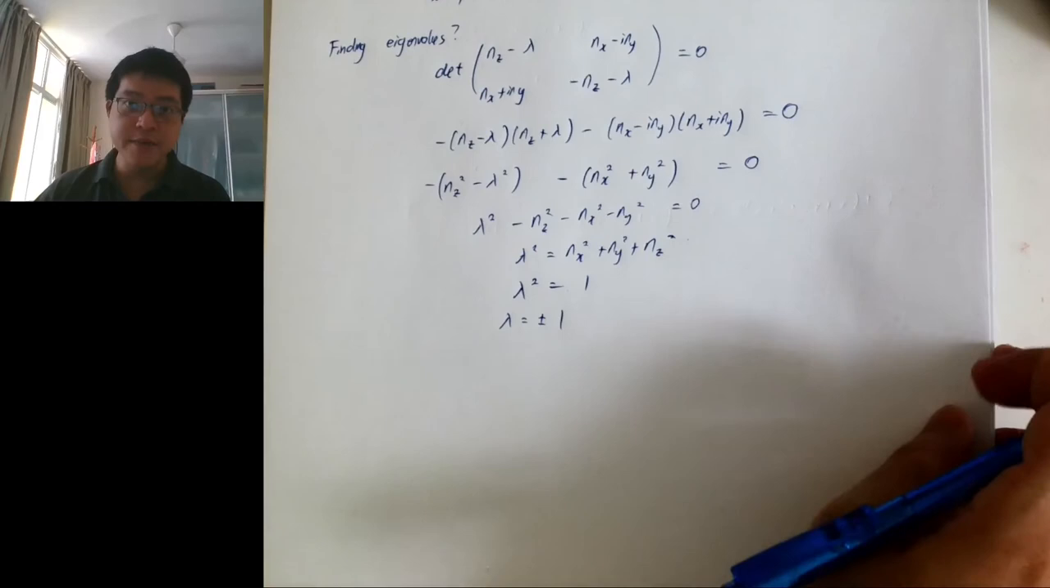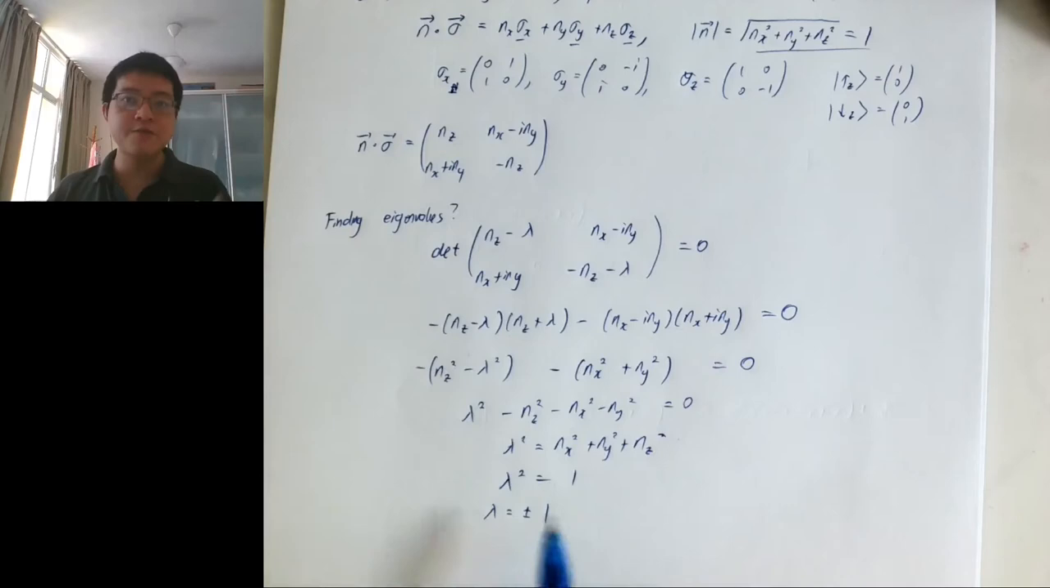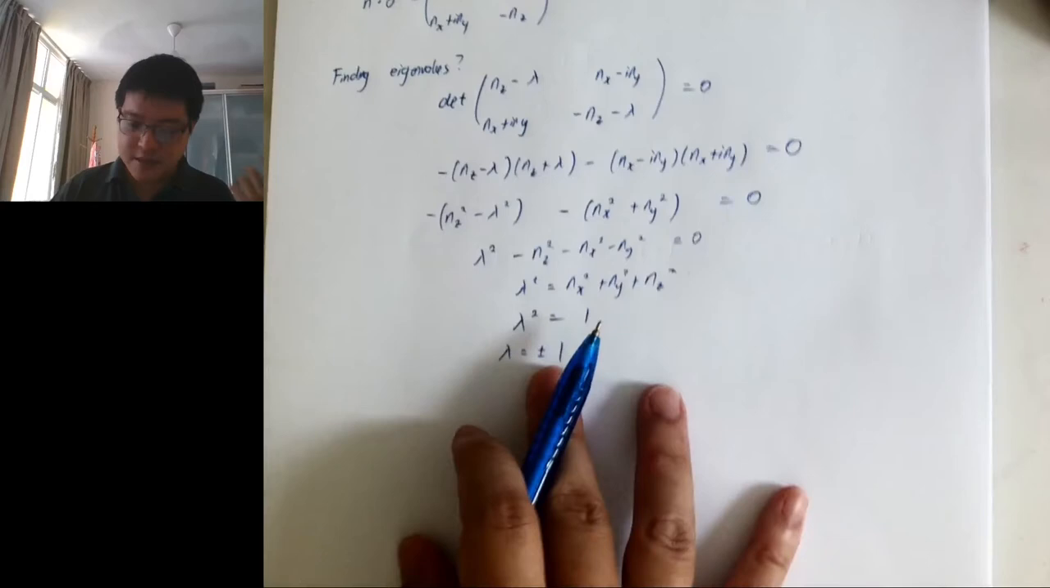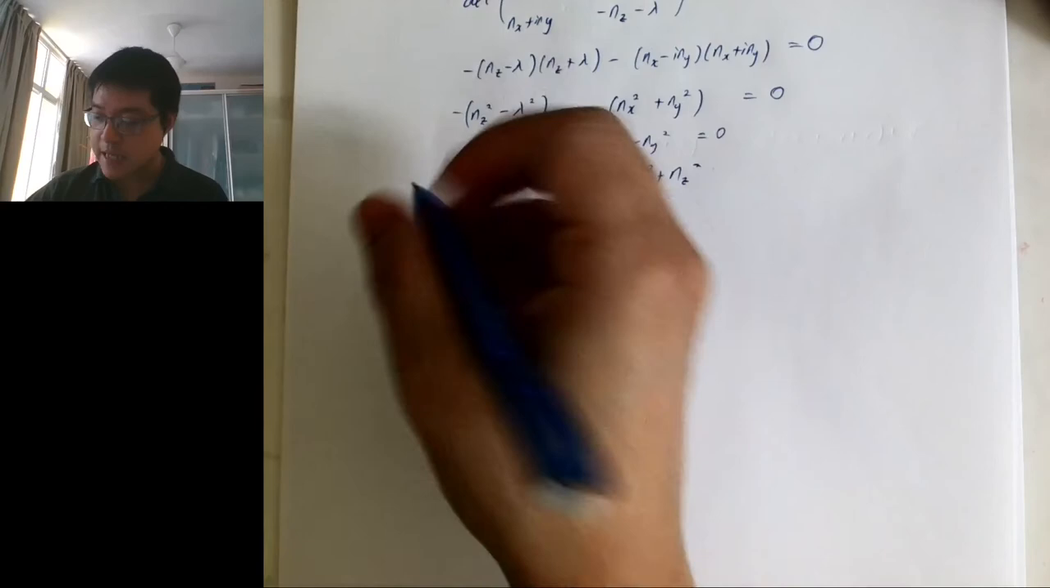So actually, we noticed that we have found the eigenvalues of everyone here already, the individual ones, plus and minus 1. And for any direction, it's also still plus and minus 1. So that is a very handy thing to remember, right? Whatever the direction, the eigenvalue is still plus and minus 1 for the n dot sigma operator. But now that we know the eigenvalues, let's find the eigenstates. So we stopped here in the previous class, right?